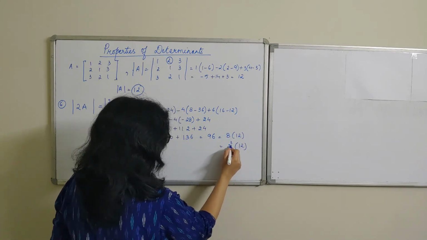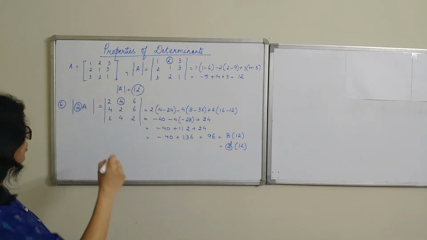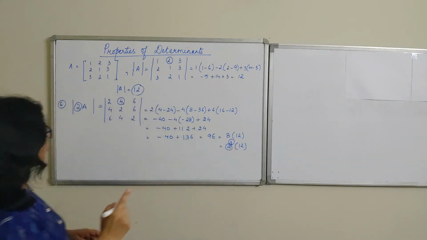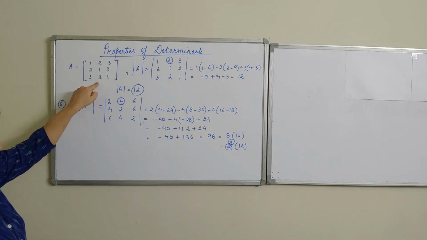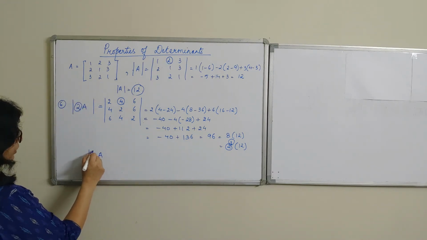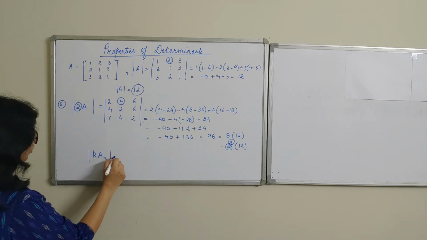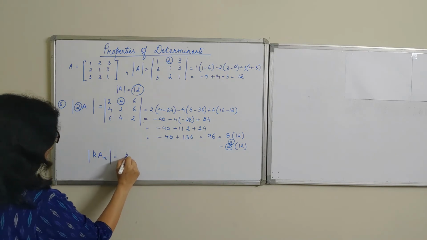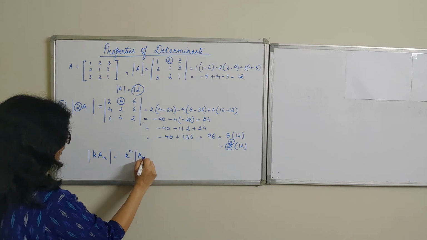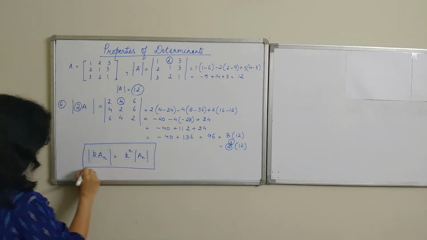So where did this 2 come from? 2 comes from this constant, the constant by which we have multiplied A. What is this 3? This is the order of the matrix. So order of this matrix is 3. So in general we can write down that if we are multiplying a matrix of order 3, say order n, by a scalar quantity k, we shall be getting k to the power n multiplied by determinant of the matrix of order n. So this is one standard result which is obtained.